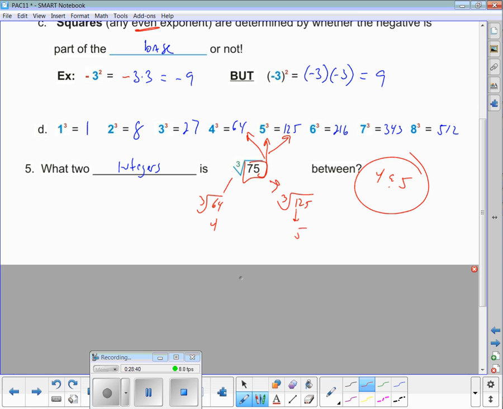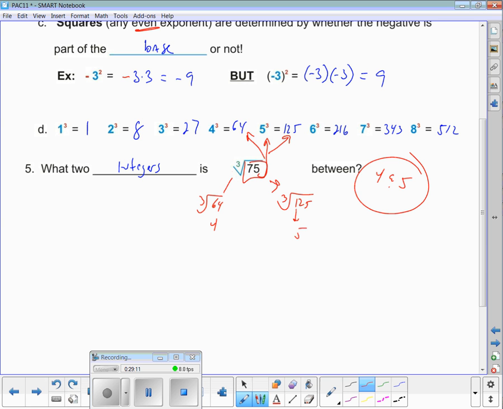Now, I'll give you a hint, though. If you know how to use your calculator, if you punch in the cube root of 75, you know what your calculator will say? 4 point something. What two integers is 4 point something between? 4 and 5. What if your calculator said 11.8? The two integers would be 11 and 12. What if your calculator said 17.7? It would be between 17 and 18. So if you know how to use your calculator and you know how to take the cube root, just punch it in.